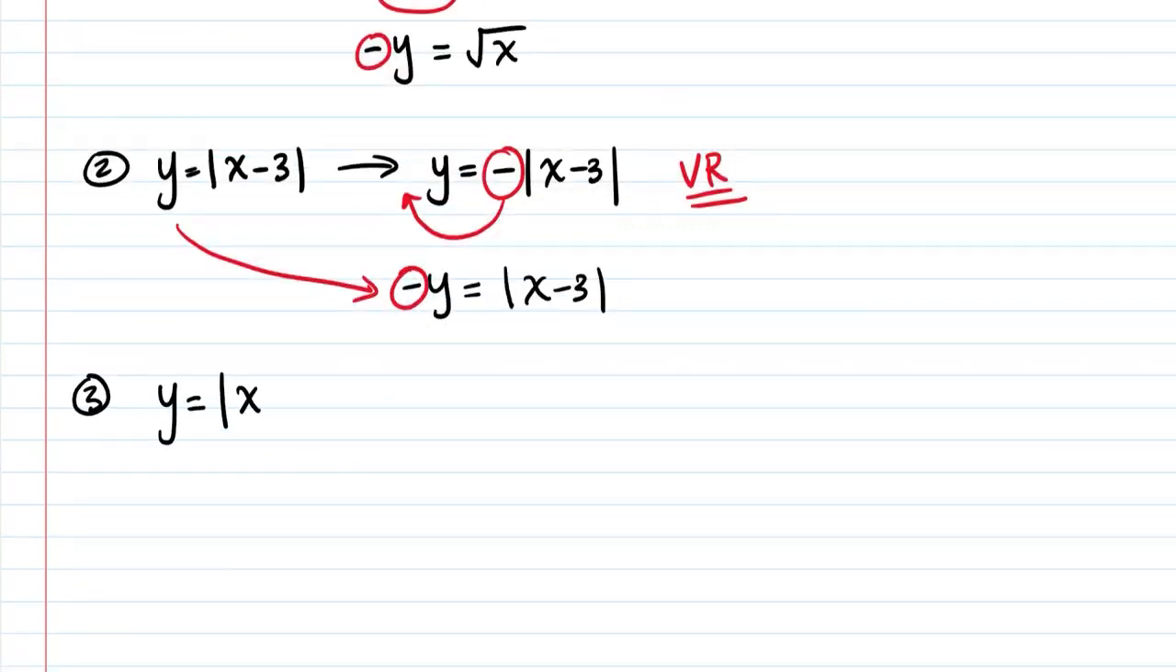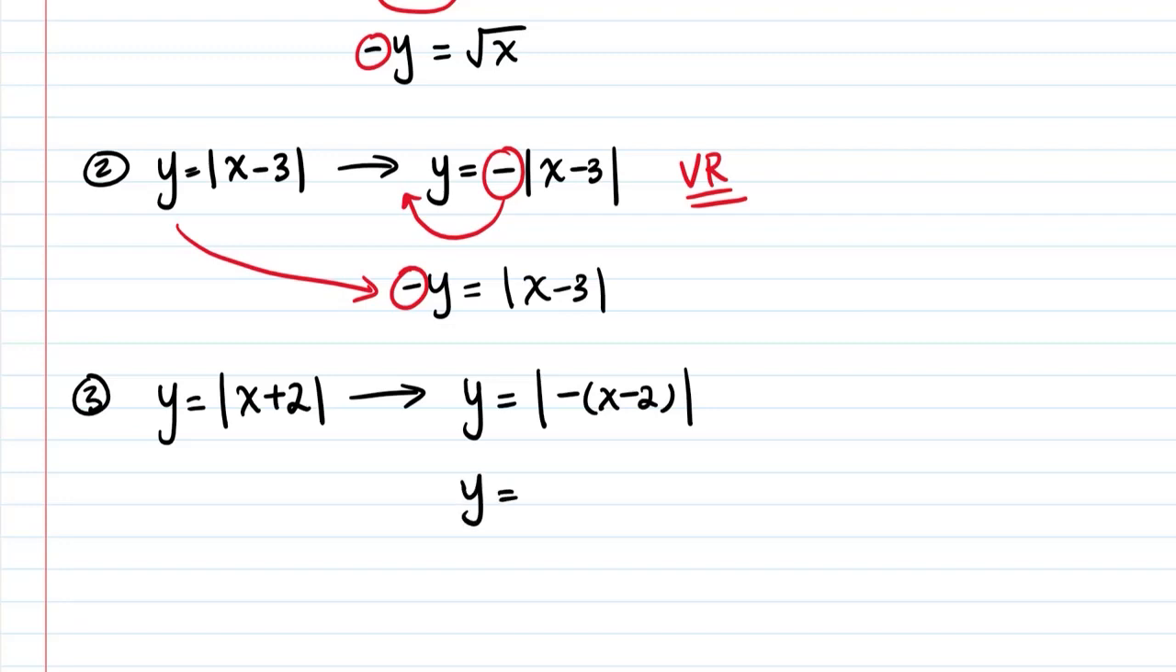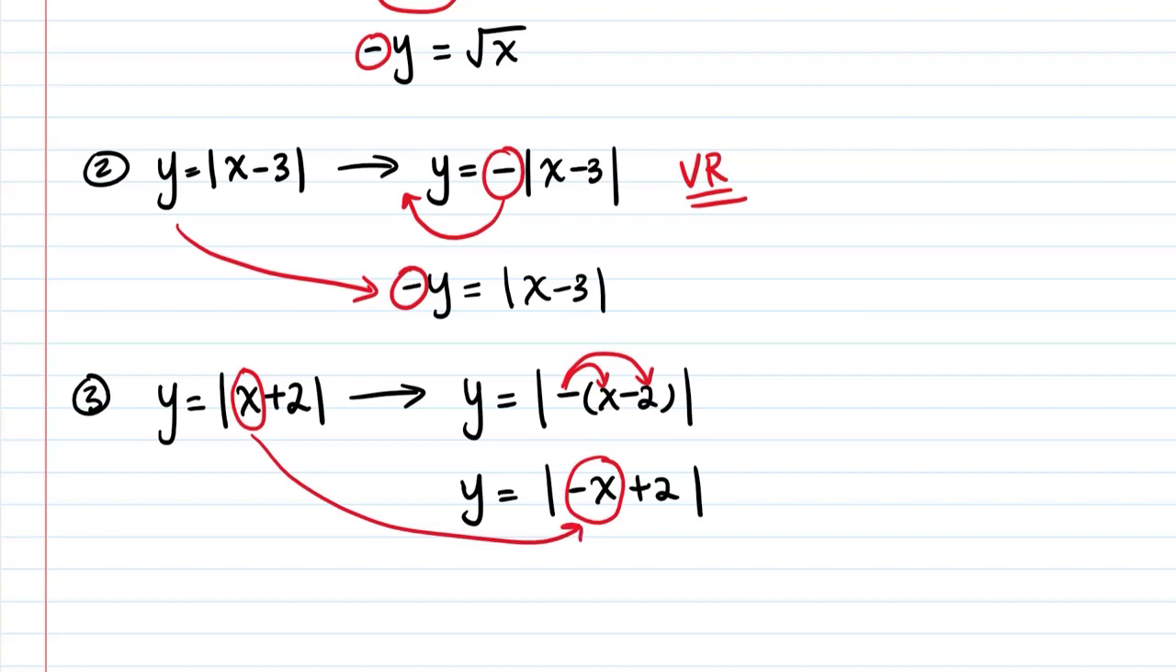Number 3, y is absolute value of x plus 2 transformed to y is absolute value of negative x plus 2. Okay, let's distribute the negative in front of the x inside the brackets. So this becomes y is absolute value of negative x plus 2. As you can see, there's no change to y. x becomes negative x, which means it's the horizontal reflection.